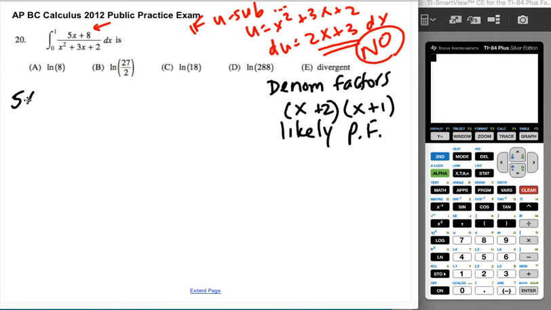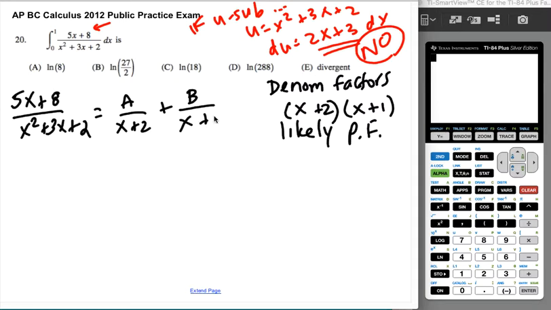I'm going to say that 5x plus 8 over x squared plus 3x plus 2 is going to equal a over x plus 2 plus b over x plus 1. So when I get a common denominator, my numerators can be set equal. The a was missing the x plus 1, and the b is missing the x plus 2.